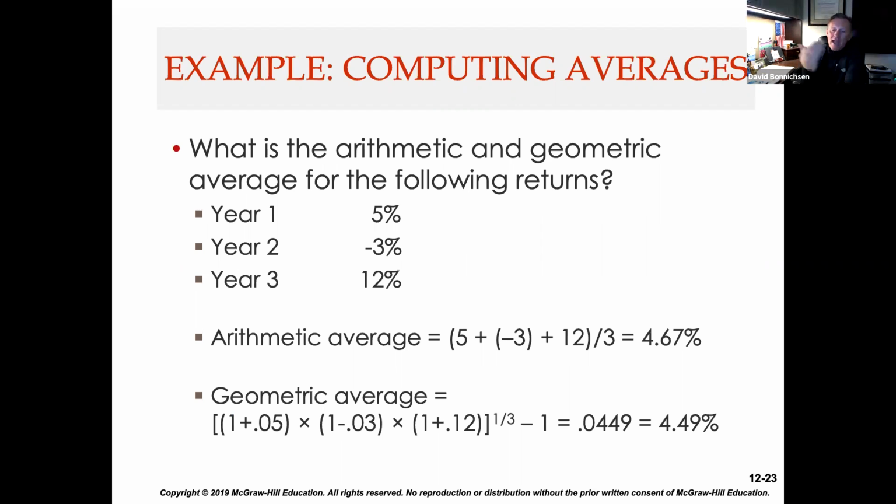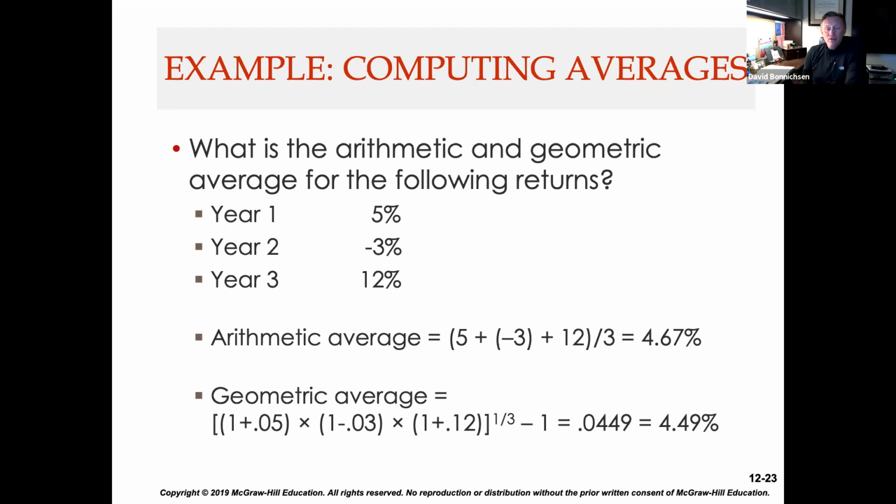So the arithmetic average in this example is exactly what you're used to. 5 plus -3 plus 12 divided by 3. Done. The arithmetic average is 4.67. Independent returns, not based upon prior returns. So 5 minus 3 plus 12, sum it up, 14 divided by 3 is 4.67. That's what you're all used to.